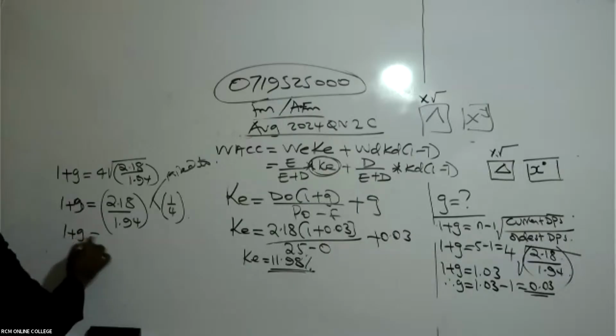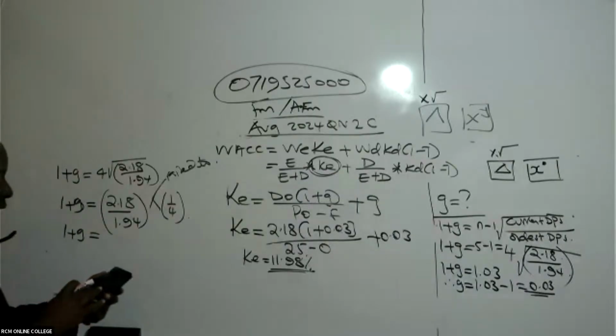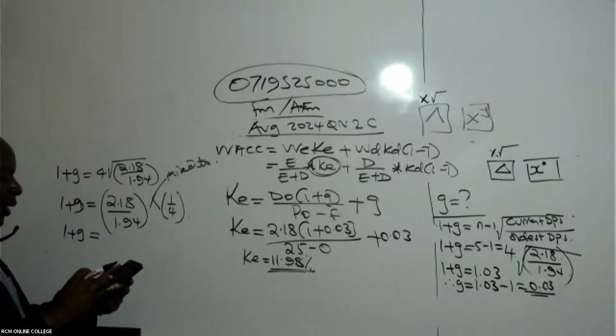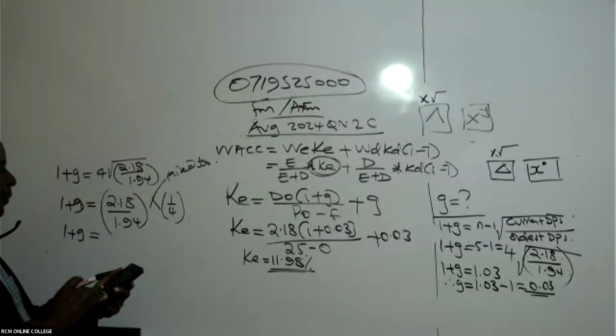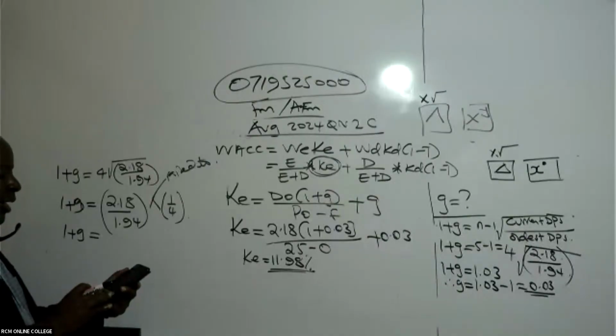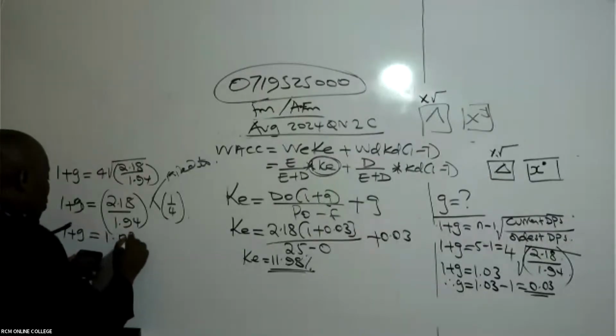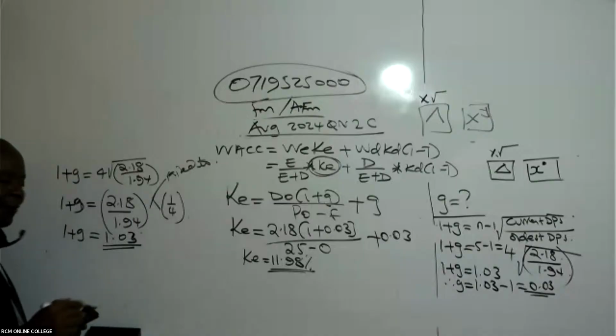So my 1 plus g will be equal to, I have to put this in brackets, brackets 2.18 divided by 1.94. I close. Then I say raised to, I open brackets there, 1 divided by 4. I close brackets like that. And then I say equals. All right, and I'm getting 1.029, which is the same as 1.03.